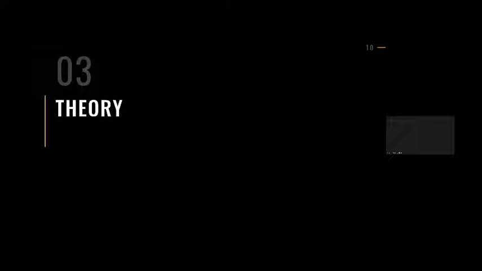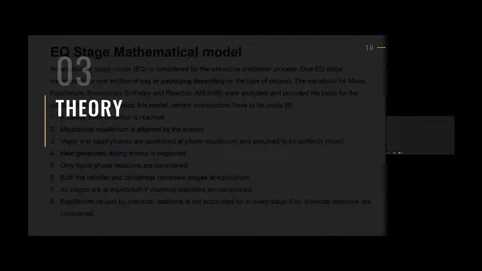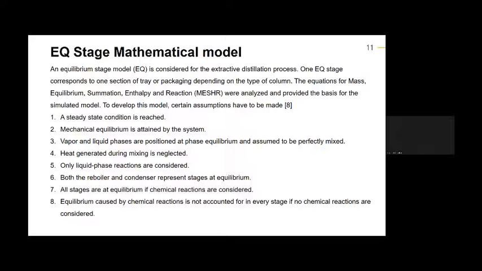So now what is the theory behind extractive distillation? There are two basic methods. The method that we are basically going to focus on is the EQ stage, or the equilibrium stage model, the mathematical model that we are going to use. Now, one stage of this corresponds to one section of a tray, if it's a tray column, or it can be a typical section of packing, depending on what type of column it is.